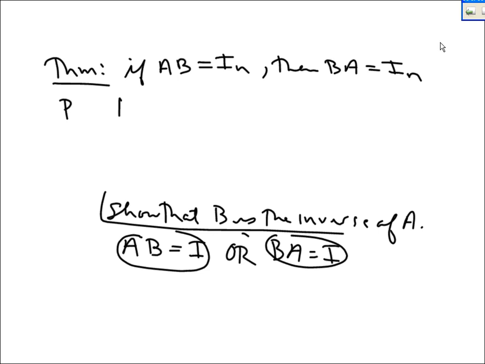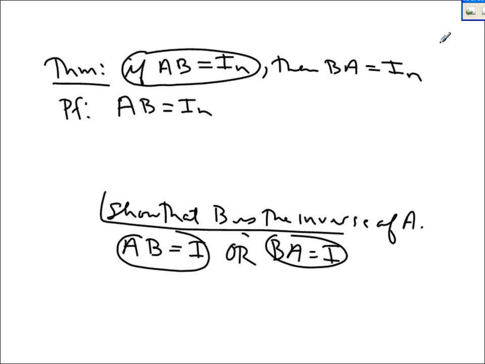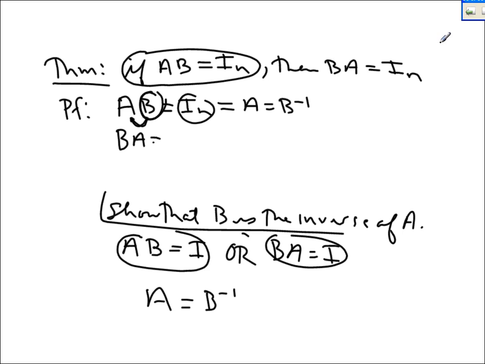Okay, well, here's the proof. If AB is equal to I_N, and that's what we're allowed to use, that means that A is the inverse of B. Since the product is I_N, what's the inverse of B? You should say A. A is the inverse of B. Now, I want to show that BA is also the identity.